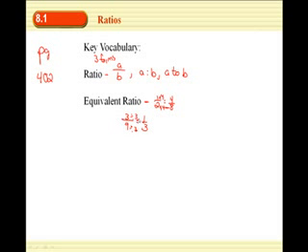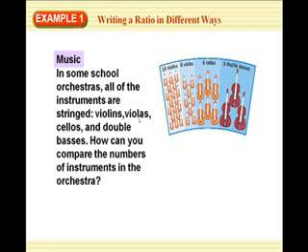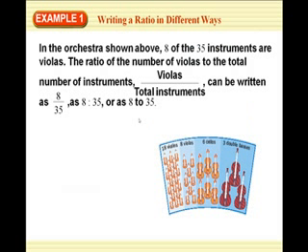Okay, so let's take a look at example 1. It says, music. In some school orchestras, all of the instruments are stringed: violins, violas, cellos, and double basses. How can you compare the number of instruments in the orchestra? So in the orchestra shown above, 8 of the 35 instruments are violas.